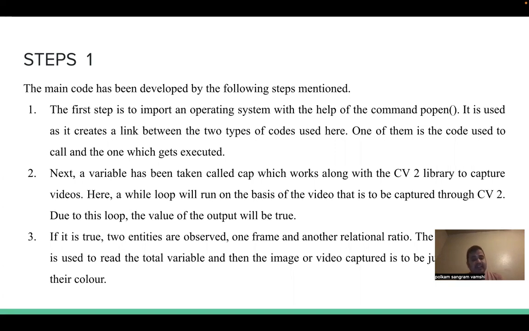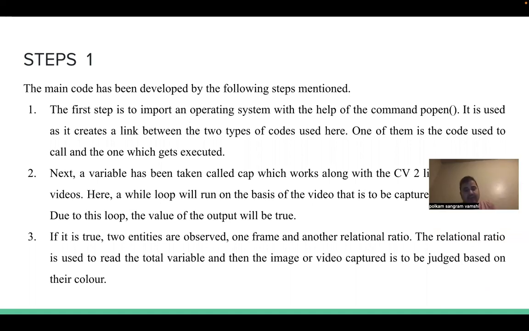Next, a variable has been taken called cap, which works along with the CV2 library to capture videos. Here, a while loop will run on the basis of this video that is to be captured through CV2. Due to this loop, the value of the output will be true. If it is true, two entities are observed, one frame and another relational ratio. The relational ratio is used to read the total variable, and then the image or video capture is to be judged based on their color.